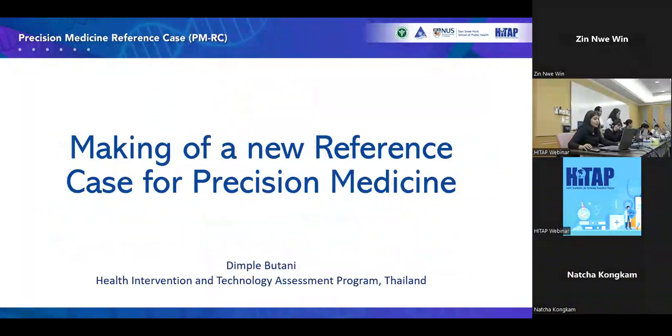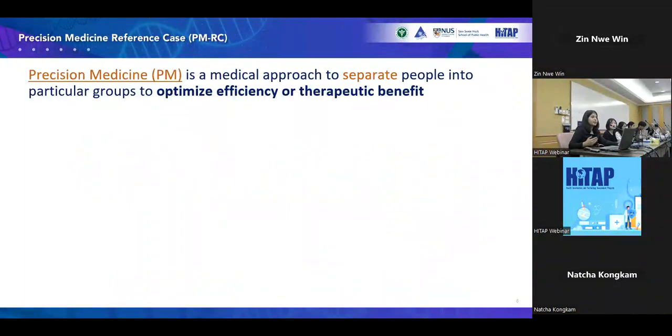We have structured this webinar into 3 parts. First, we will be walking you through how we developed the reference case for precision medicine. Second, we will be going deep into the 9 domains of the reference case that we have developed. And lastly, we will be sharing with you an example from a real-world case study wherein we used this reference case for its application. So before we begin, what is precision medicine?